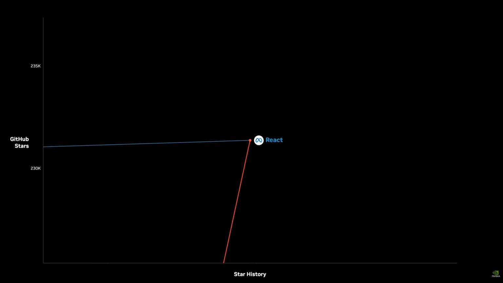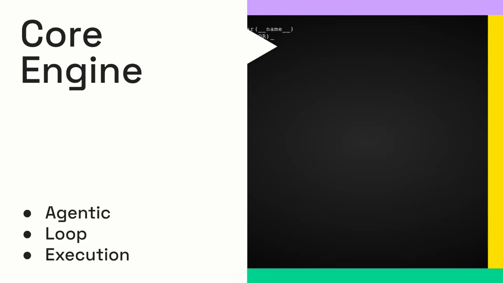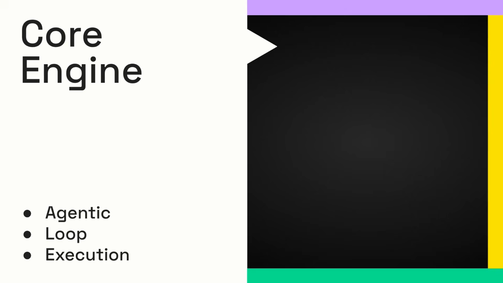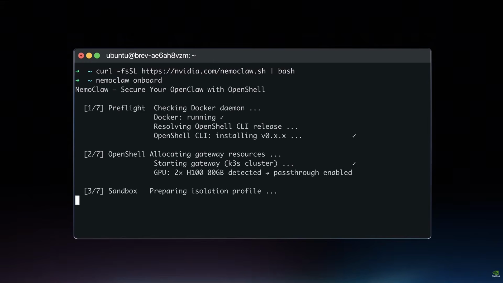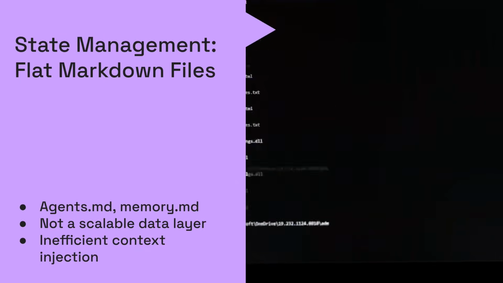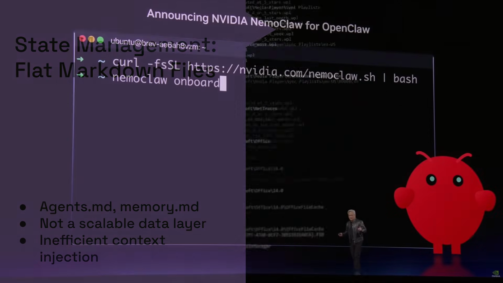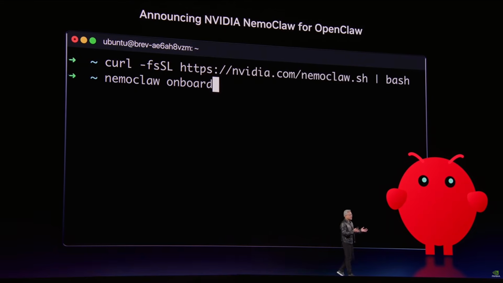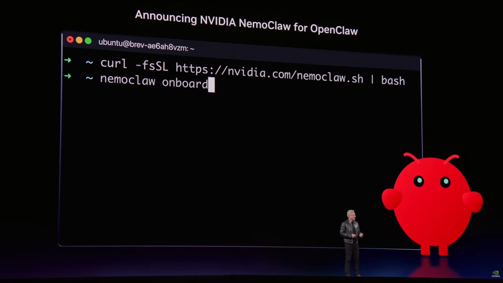Let's start with OpenClaw. At its core, OpenClaw is an agentic loop. It reads a prompt, chooses a tool, executes an action, evaluates the result, and loops until the task is complete. But its biggest feature is also its biggest architectural flaw. OpenClaw stores its state, memory, and rules entirely in flat text files, like agents.md and memory.md. We know that flat markdown files are not a scalable data layer. This is highly inefficient and leads to massive API costs.